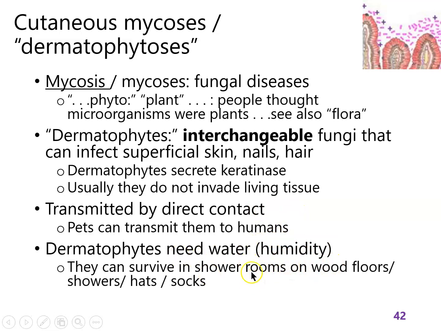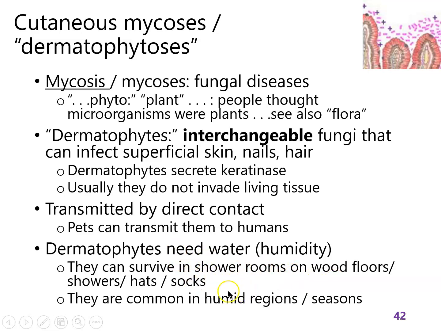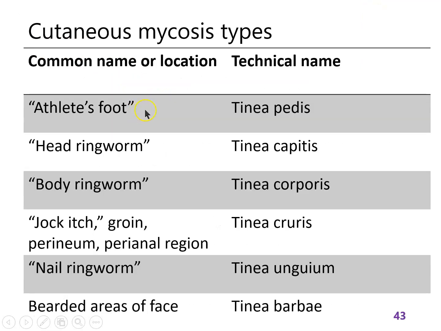So athlete's foot, for example, is named that because people would get it from shower rooms, like locker rooms. So if skin touches a surface in a locker room, that skin is at risk of getting one of these dermatophytoses. And again, phyto means plant. So people used to name microorganisms after plants. It doesn't make sense. These are different types of cutaneous mycosis or dermatophytosis. And they're just named after where they happen in the body.